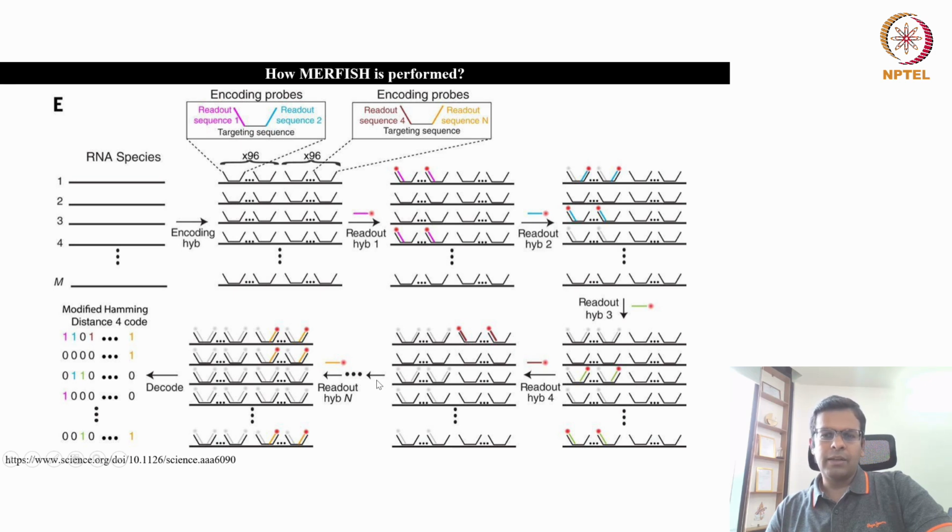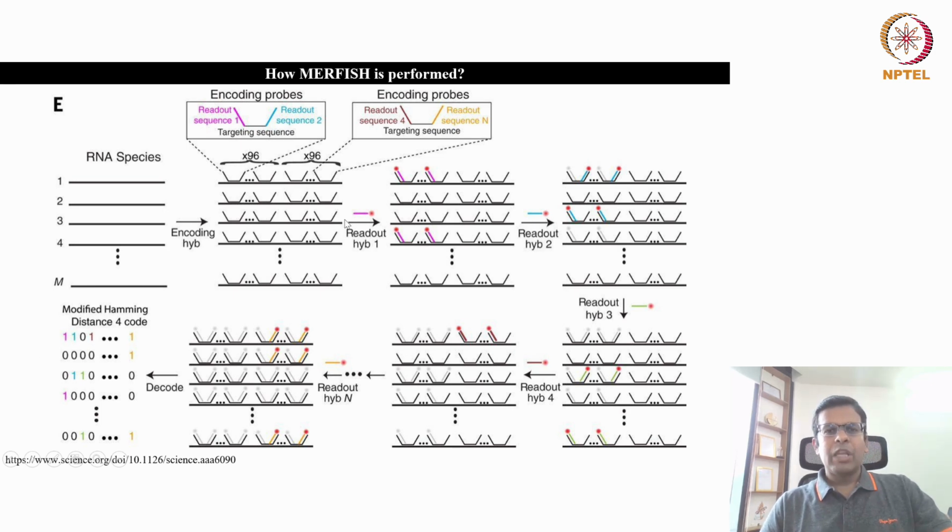And so there will be several readouts of the image. These readouts mean multiple images that you will take after putting on these fluorescent dyes. The fluorescent dyes will specifically bind to only those RNA species for which they have the readout sequence, and similarly it will give a barcode to each RNA species.